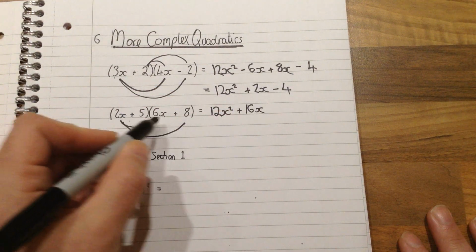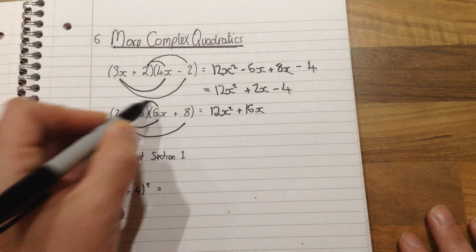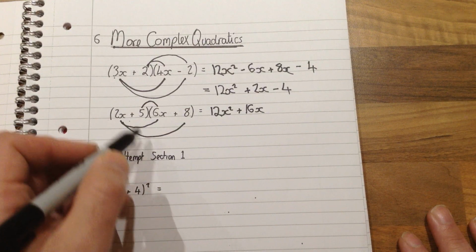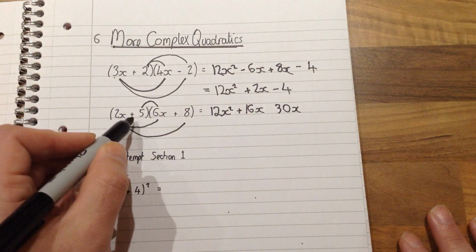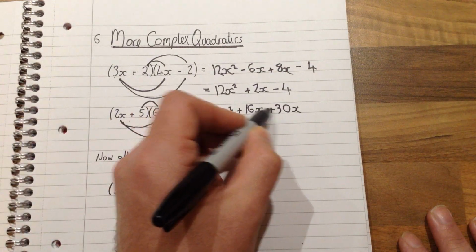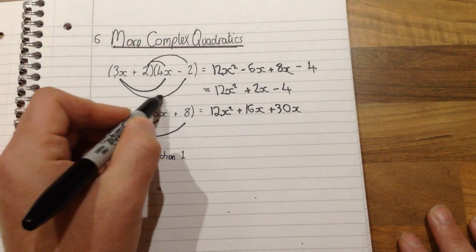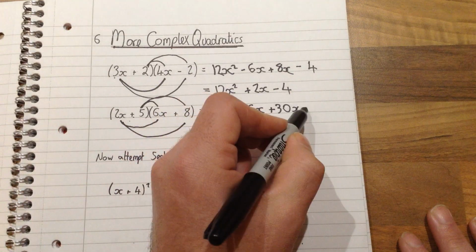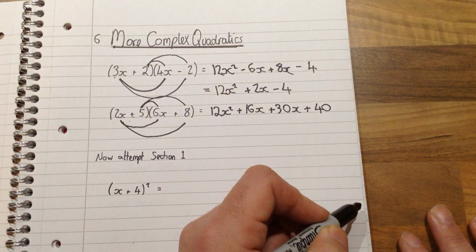We then do 5 times both bits in this bracket. Well, that would give us 5 times 6x. 5 times 6 is 30, so 5 times 6x is 30x. Because the 5 is a plus, so is this. And then we've got 5 multiplied by 8. Both of them are positive, so it gives us plus 5 times 8, 40.